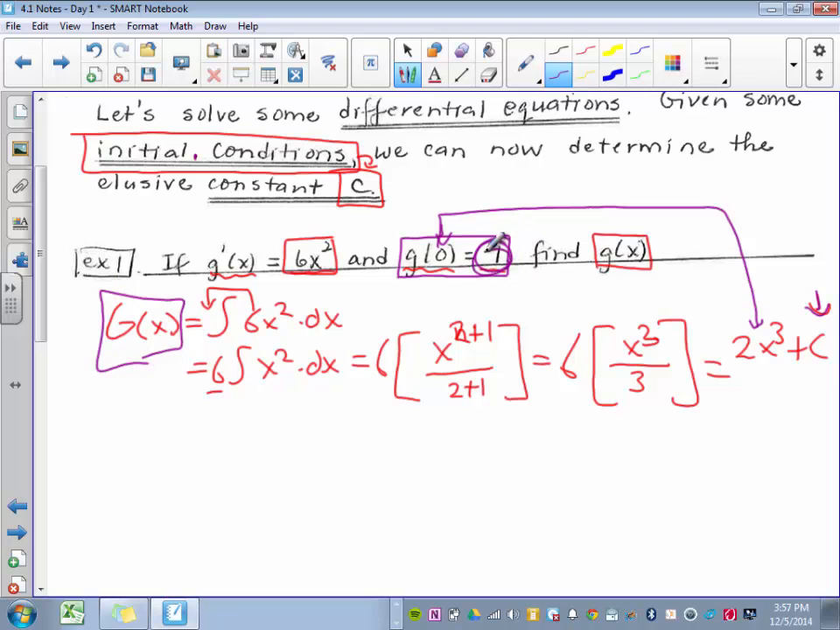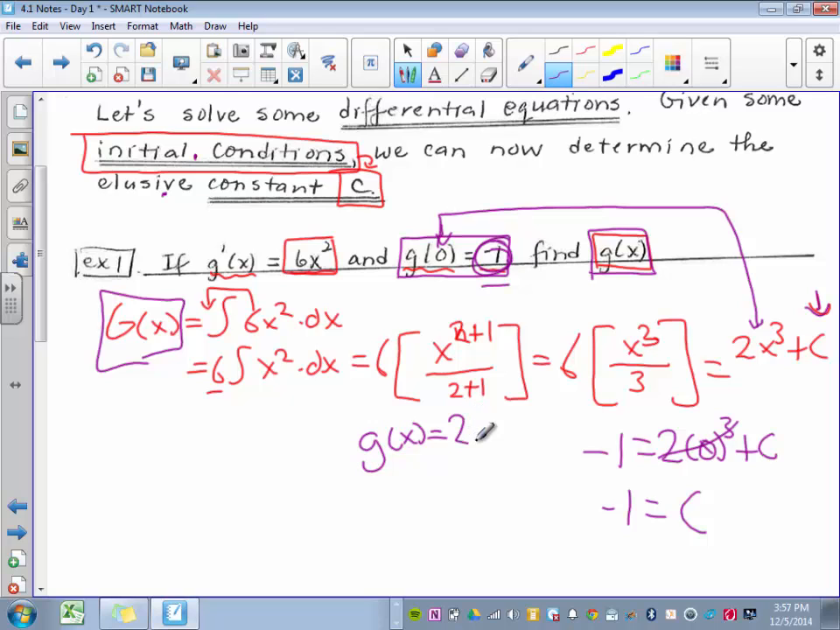So here's the equation we're going to set up. We're going to have negative 1 is equal to 2 times 0 to the third power plus c. And we're just going to solve for that c. Well, this is pretty easy because this is nothing. I got negative 1 is equal to c. So our g of x that we're looking for with the elusive c is actually g of x is equal to 2x to the third minus 1. There we go. And that's how you do a problem just like this, example 1.